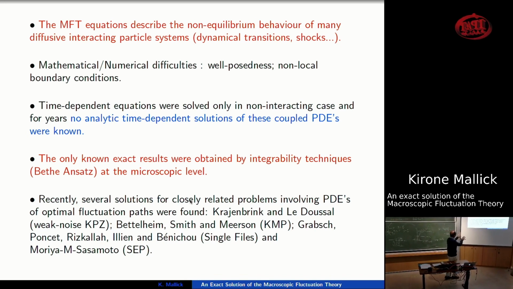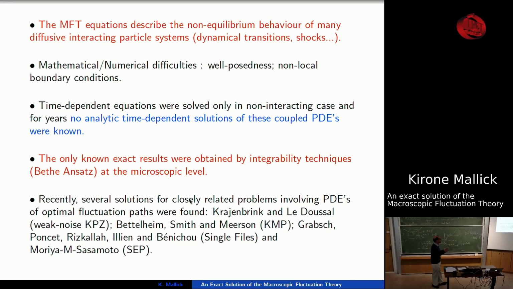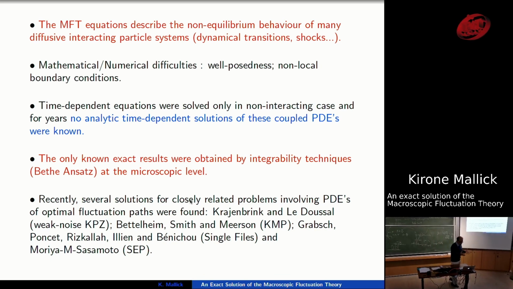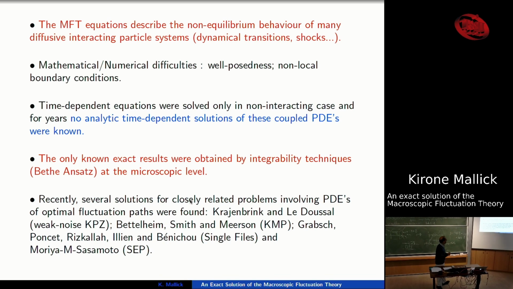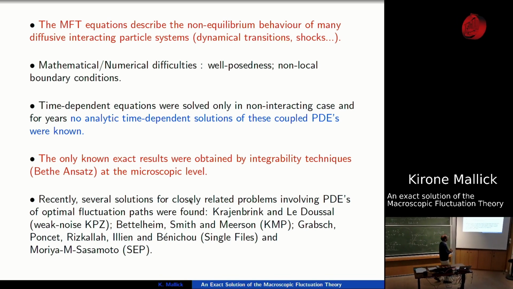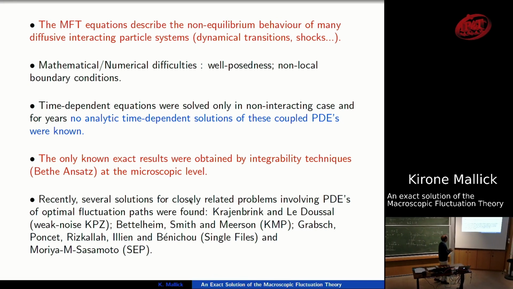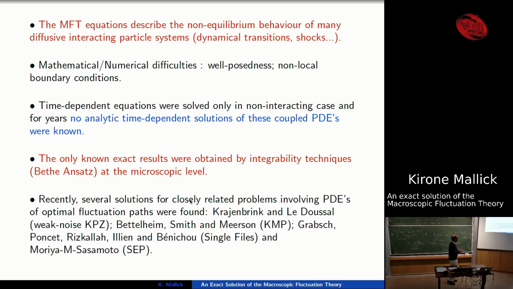And very recently, in fact, for such equations and closely related equations which appear in optimal control or optimal fluctuation path problems, some solutions were found by various groups, the group of Grabsch, Krajenbrink and Le Doussal, the group of Baruch Meerson in Jerusalem, and the group of Benichou, Grabsch et al. in LPTMC Jussieu, and also by us, and this is what I'm going to tell you about.